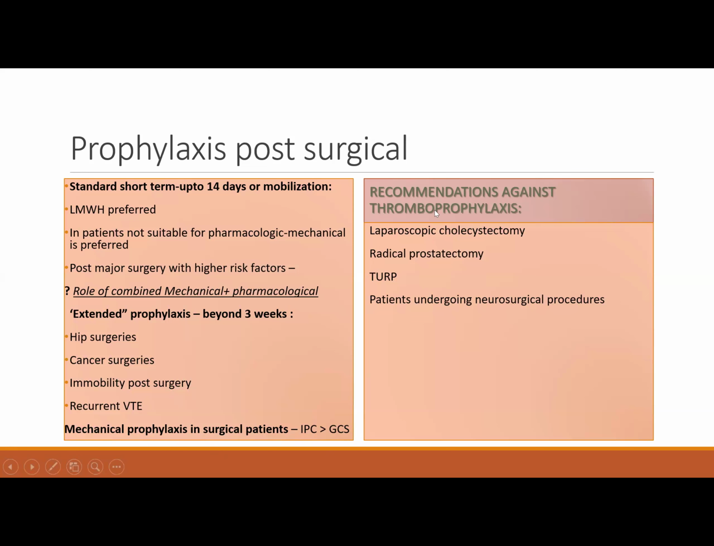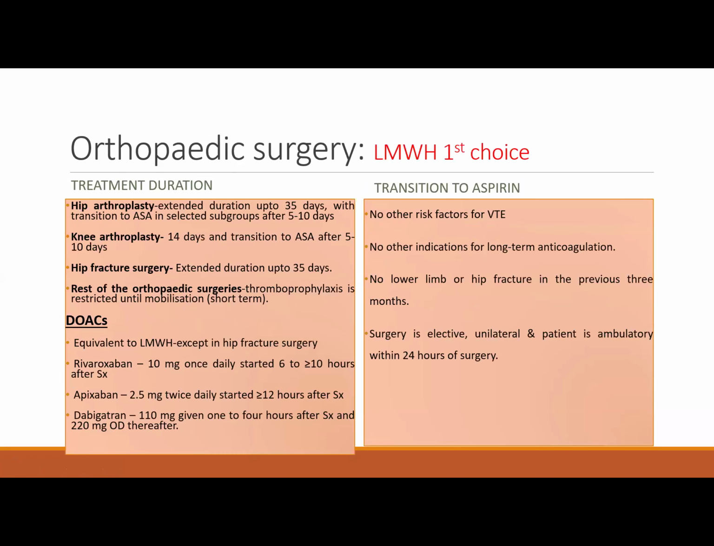So apart from this, we need to know what are the recommendations against thromboprophylaxis in specific surgical subsets, such as laparoscopic cholecystectomy patients, radical prostatectomy, TURP, and also in patients undergoing neurosurgical procedures. Coming to the most important cohort, the orthopedic surgical patients. As we all know, low molecular weight heparin is the first choice.